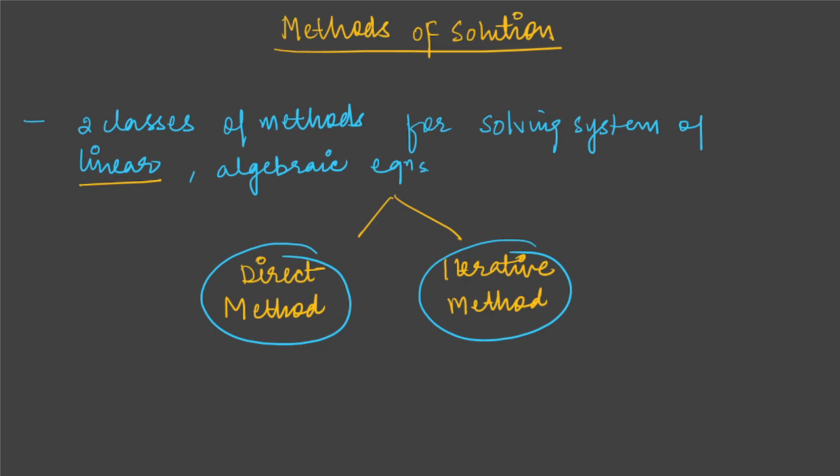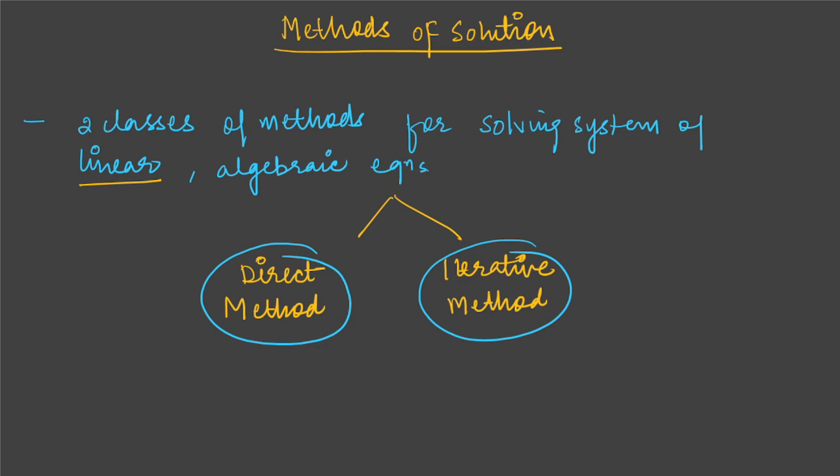Okay. So we have two classes of methods. The first one is the direct method and the second one is the iterative method. So the basic difference between the direct method and the iterative method is that, let me write it down here itself. If I talk about the direct method, listen to me, this is a very important thing: the common characteristic of direct methods is that they transform the original equations into equivalent equations.